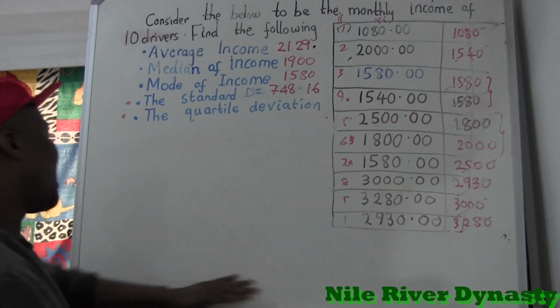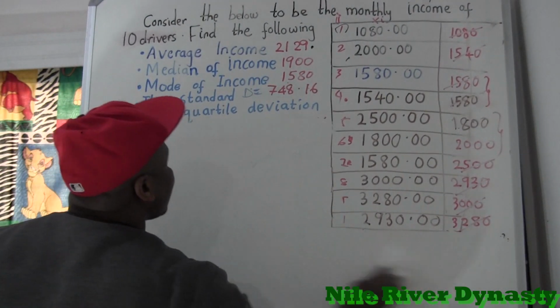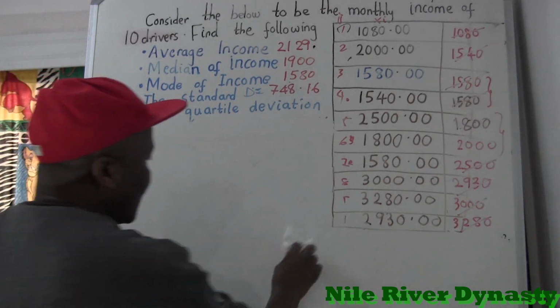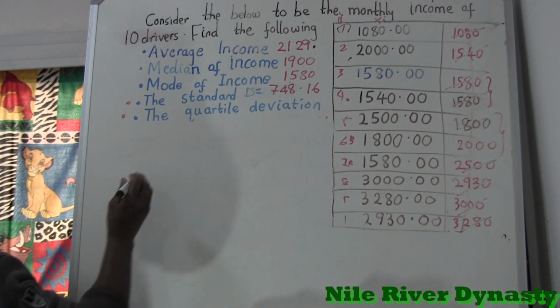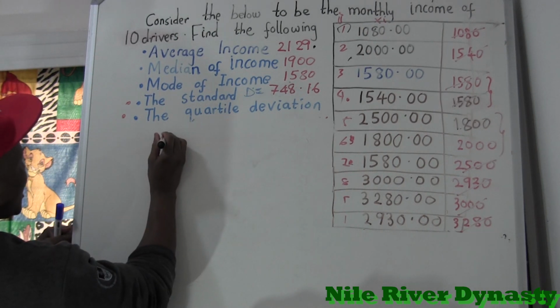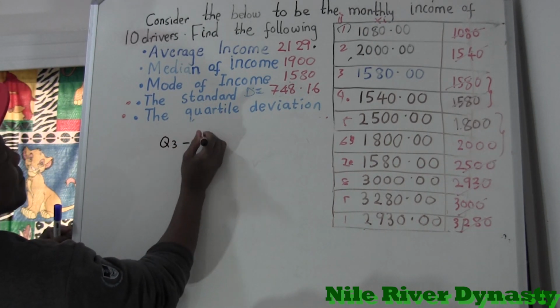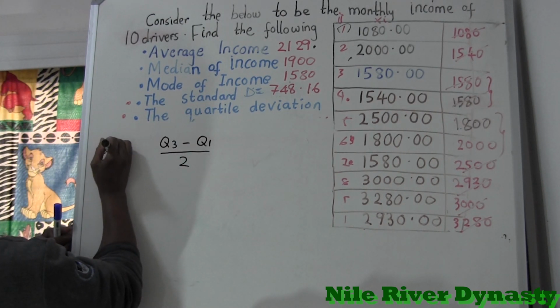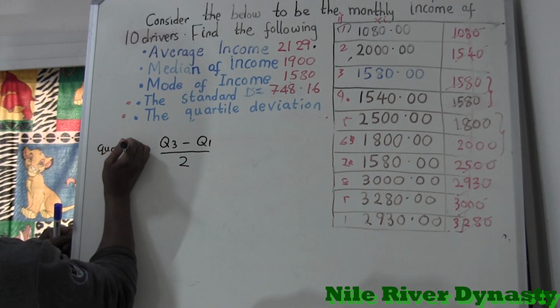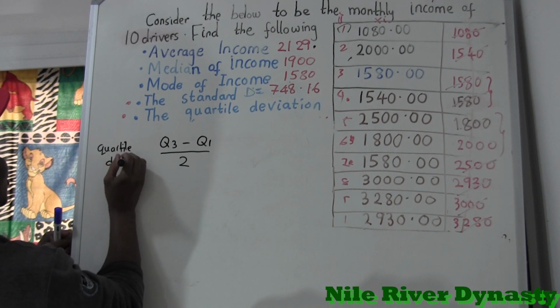So to get quartile deviation is easy. This is how you get it. For quartile deviation, what you need is quartile 3 minus quartile 1, and then you divide it by 2. And this is going to give you the quartile deviation.